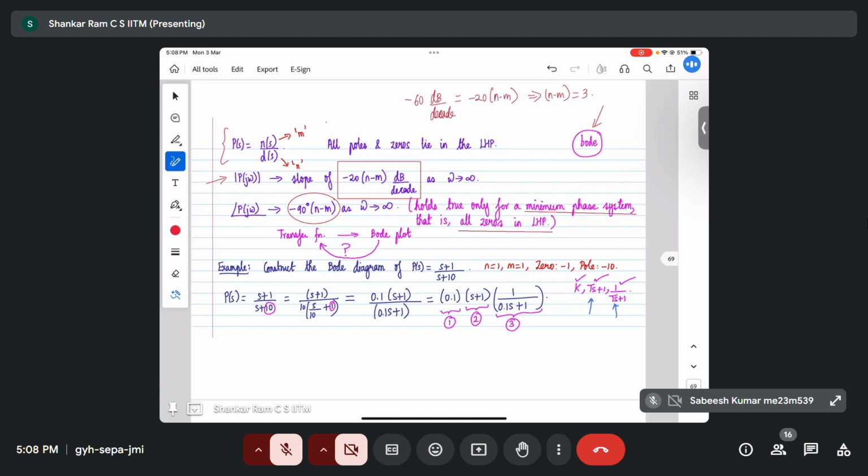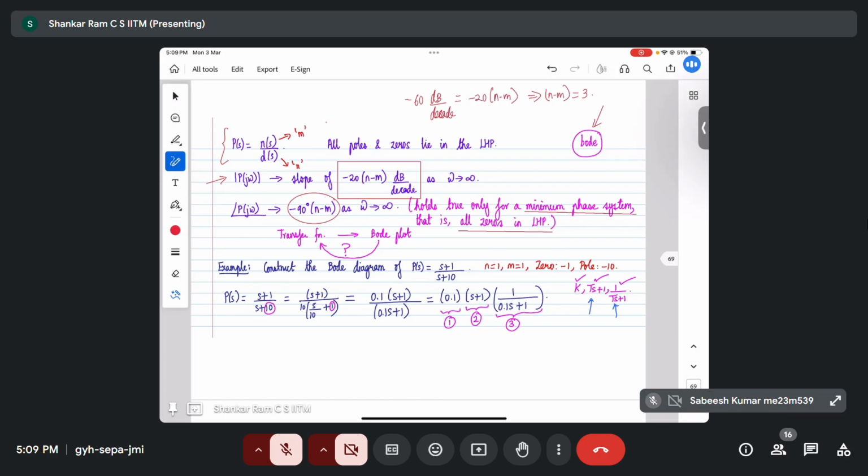Okay, so the phase becomes the minimum only when all the zeros are lying in the left of complex plane. Okay, so that is an important result also. So in essence, if from a log magnitude plot, we determine the value of n minus m to be 3, what do you think should be the asymptotic value of the phase plot if the system were a minimum phase system?